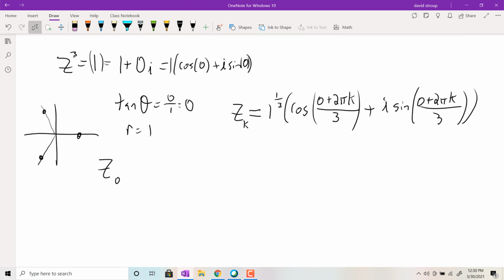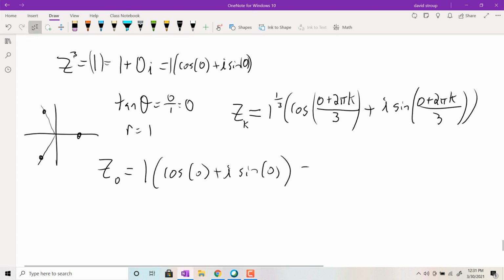So let's look at z sub 0, and we should just get 1 for this one, right? So this is 1 to the 1/3, of course, is 1 in the real numbers. And then we have times cosine of 0 plus 2 pi times 0, so that's just 0, plus i sine of 0, which of course is just 1. Okay. Z sub 1, and then there's other answers.